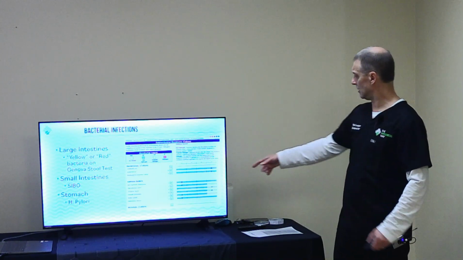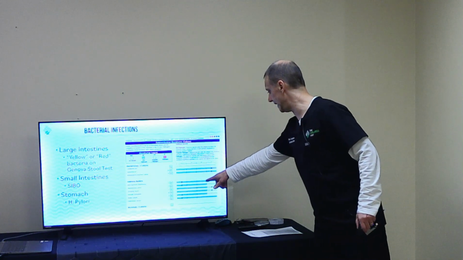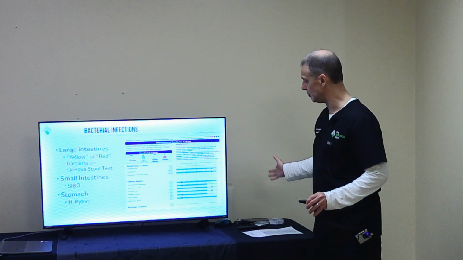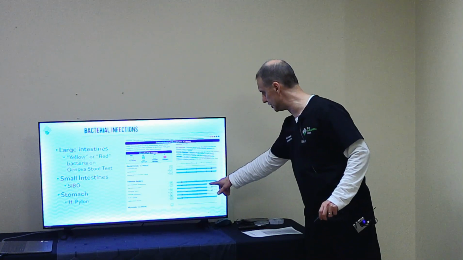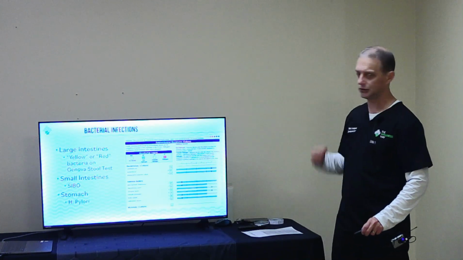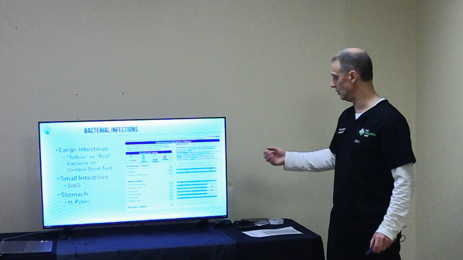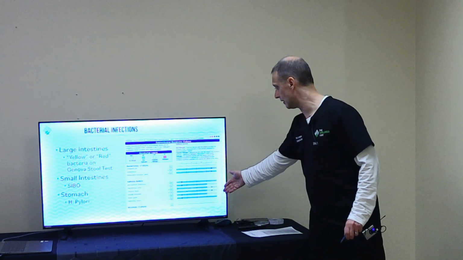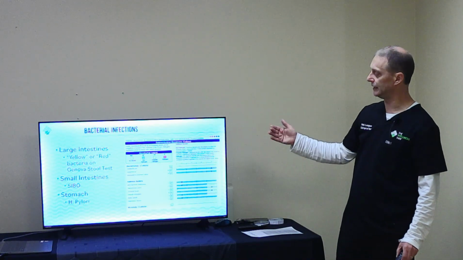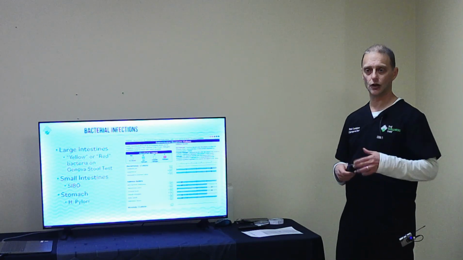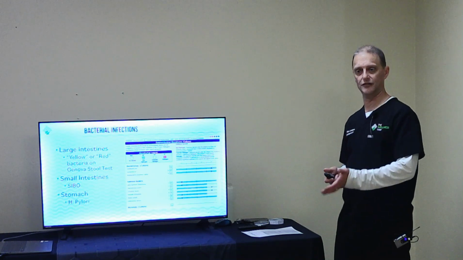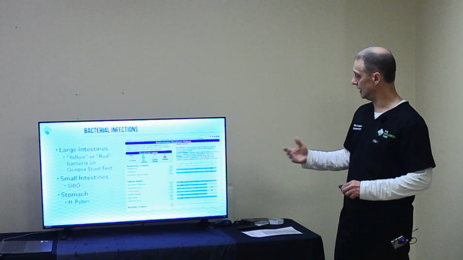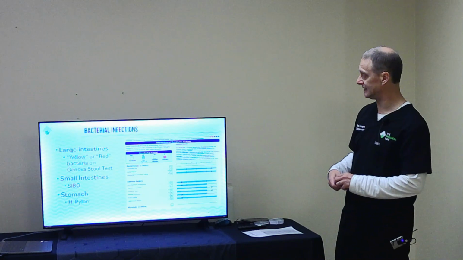So 1 through 3 in the green usually means not too much of a problem, but when we hit into these yellows, those are potentially pathogenic. So this person has potentially between 2 and 4 different bacteria that could be the start of a bacterial overgrowth or infection. They'll also test yeast.